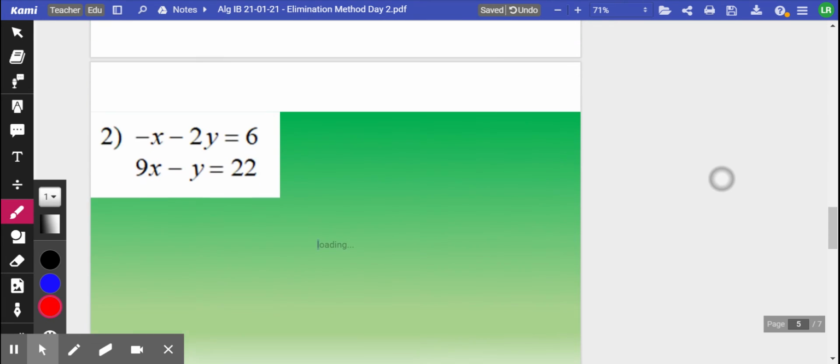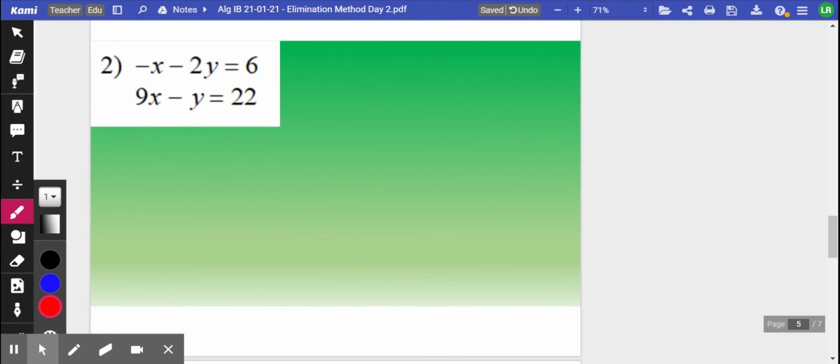Two more. Go ahead and pause the video, and I want you to complete this problem. Okay, now in number 2 here, we do not have opposites to start. My x's do not add up to 0. My y's do not add up to 0. So we have to make our opposites.